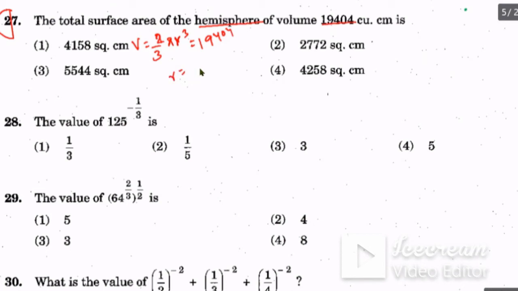So r will be equal to the cube root. You have to take the cube root of 19404, and the rest of the thing will be shifted to this side. So it will be multiplied by 3 by 2, and multiplied by 7 by 22. So now you can cut it. You know, in school examinations, every calculation is very easy, so everything will be reduced. Every big number is divisible by the other number, so you can divide it.